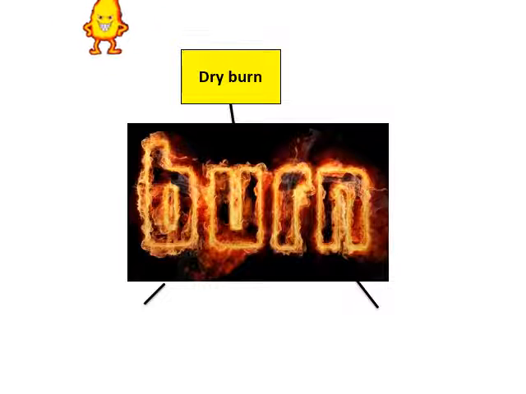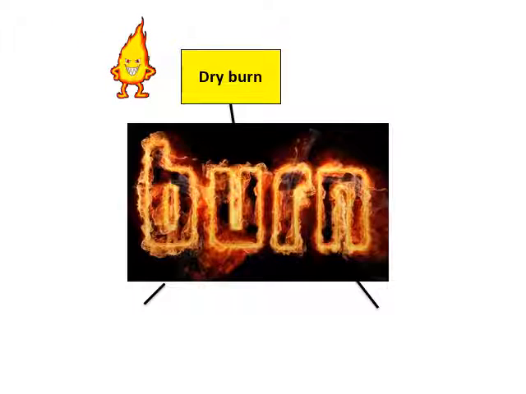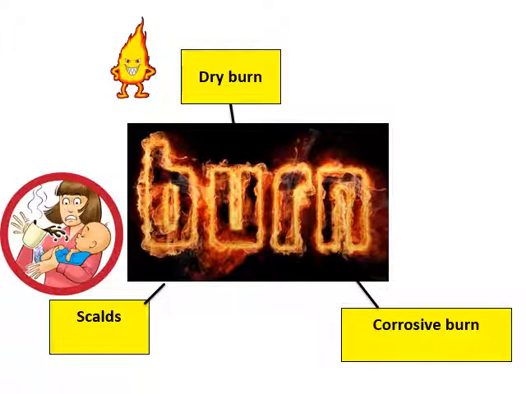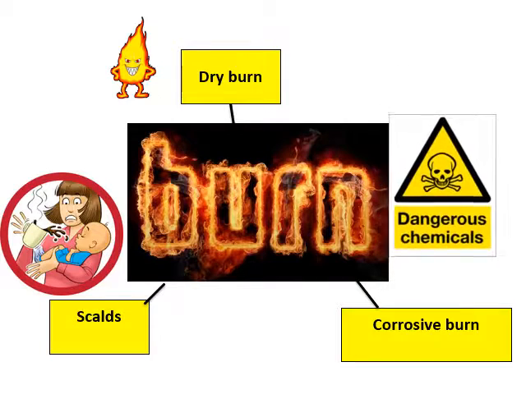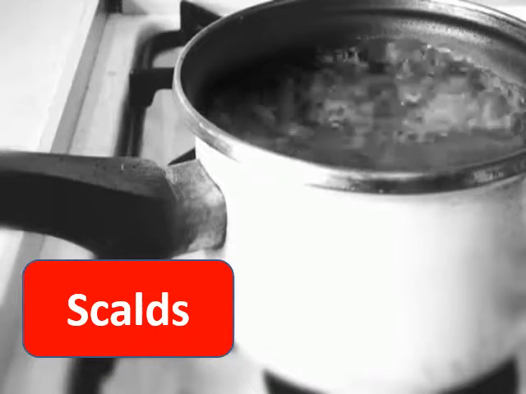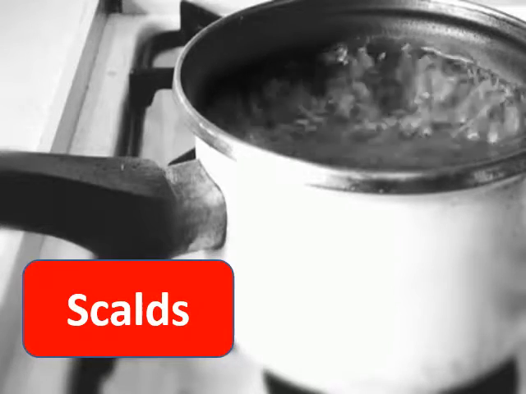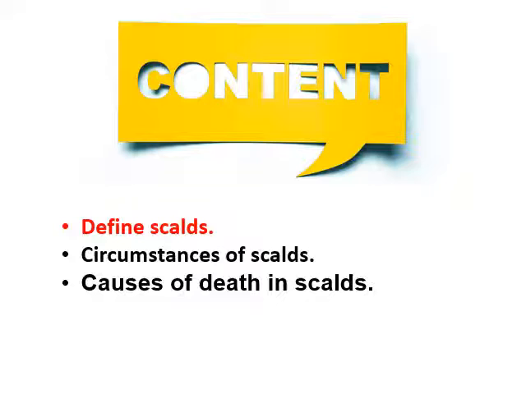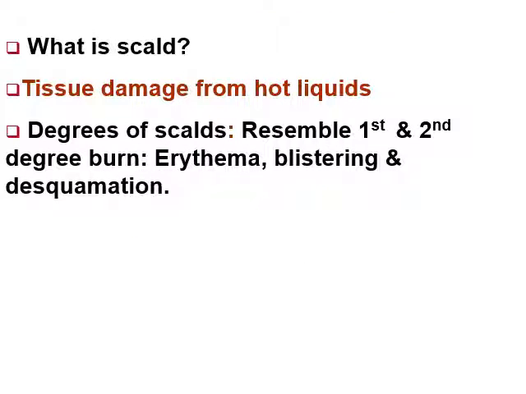Now we have finished dry burns with all of its important points. Let's move to scalds, which is another type of burn called scalds or moist burns. So this is a very good example of one of the main causes of scalds, which is boiling water. So we will first define scalds. Next, we can study the circumstances of scalds, and finally, we can mention some of the causes of death in scalds.